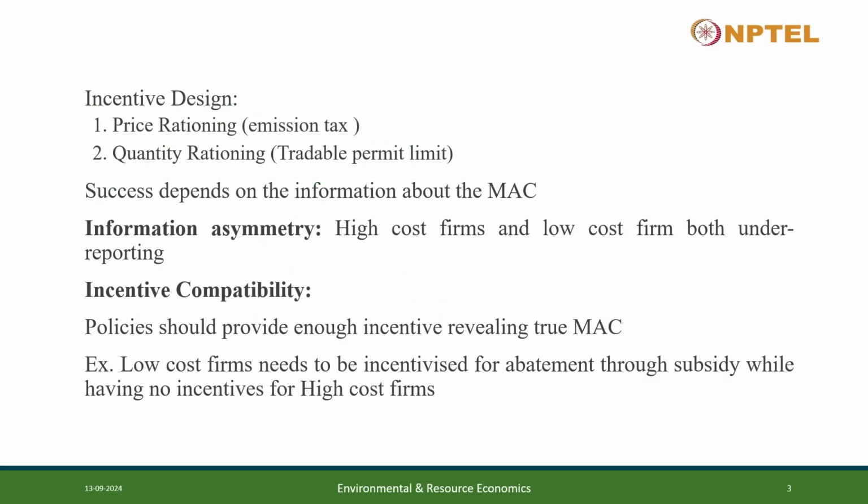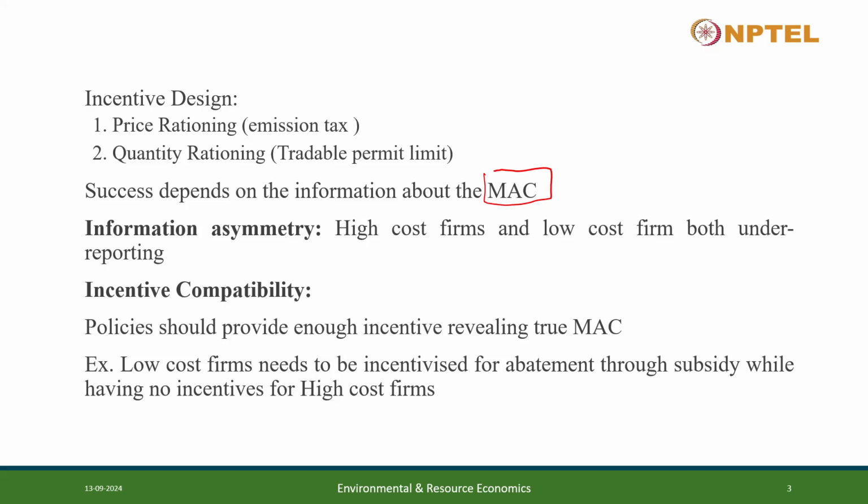So from last session, we see that there are two types of incentive design. First is through price rationing, which is by levying tax on the emission, and second is through quantity rationing, right? So quantity rationing is done by tradable pollution permit, where the quantity of pollution is set by the regulator, right? So in both the systems, the success depends on the information about marginal abatement cost. If you know the marginal abatement cost, then both the market based instruments are effective.